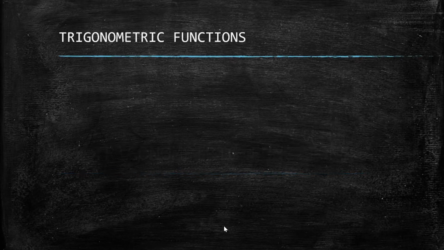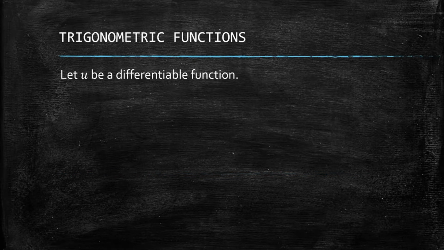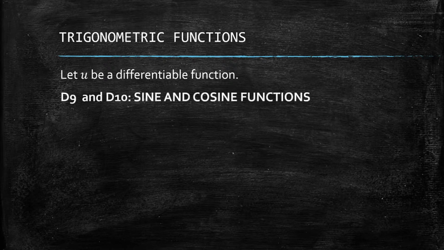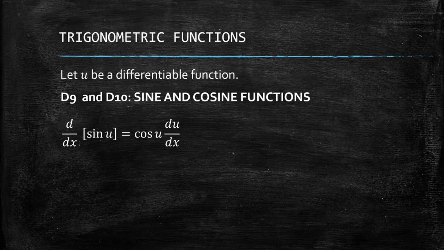Okay, so let us have this assumption first. Let u be a differentiable function. Okay, so we have now D9 and D10, which are the sine and cosine functions. So first, let's have the derivative of a sine function. So we have the derivative of sine u equals cos u, then we have here the derivative of u with respect to x.